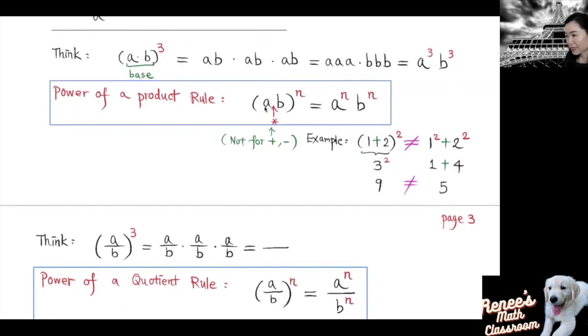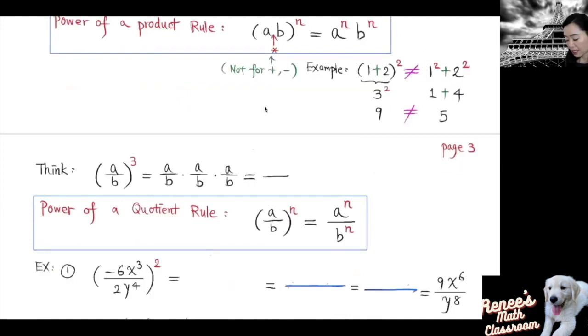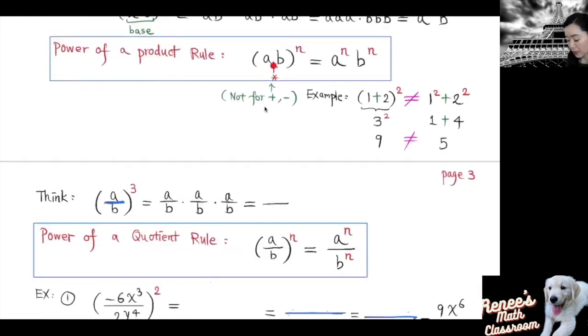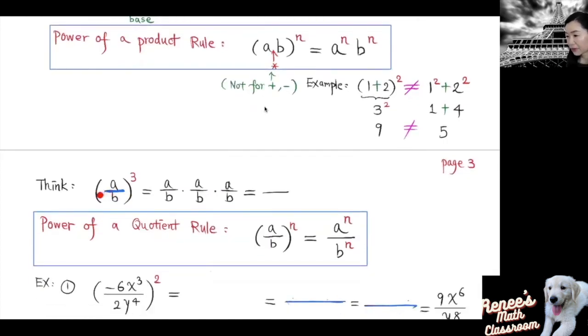Okay, the next one here. What about when this is a division? Over here it is multiplication, so you can apply the power. What about when you have a division? The base over here is A over B, so we're going to repeat A over B times itself 3 times.